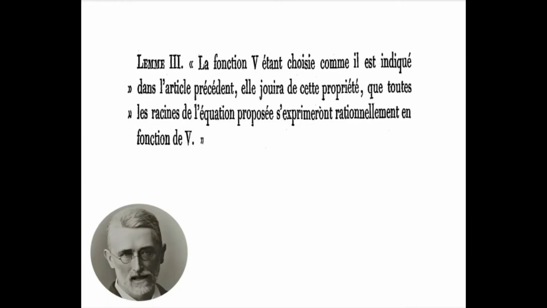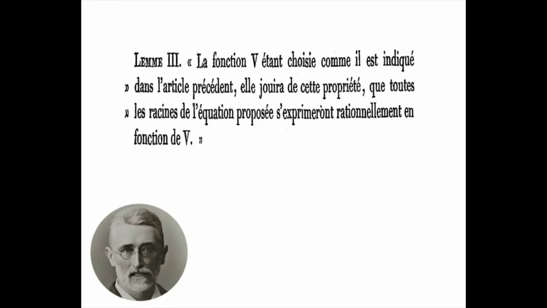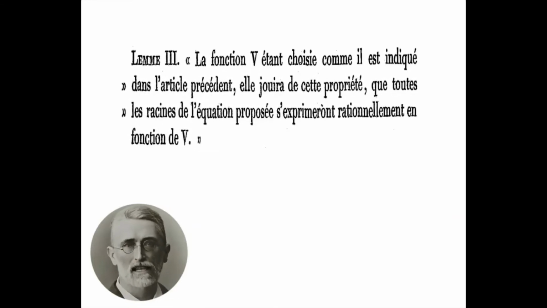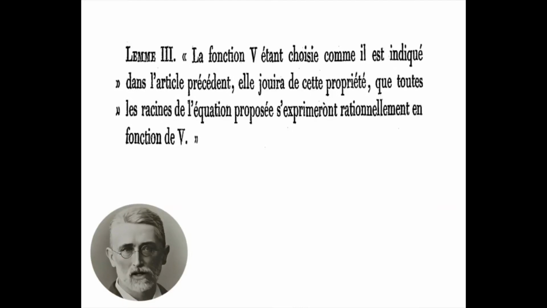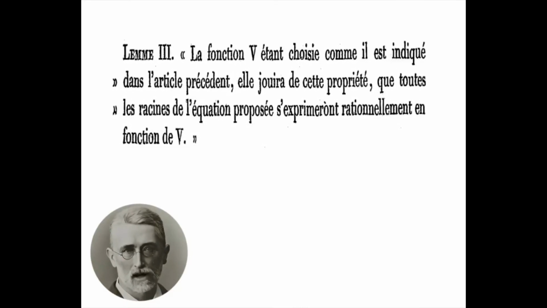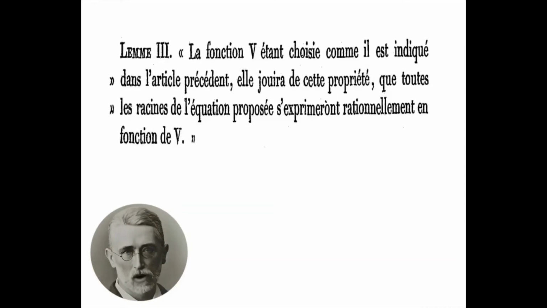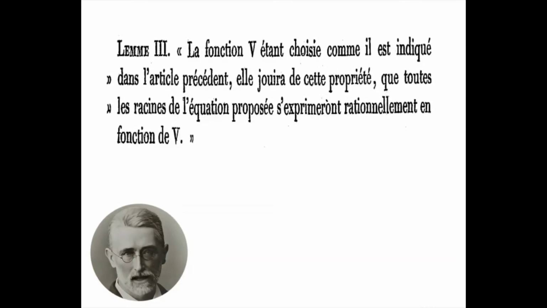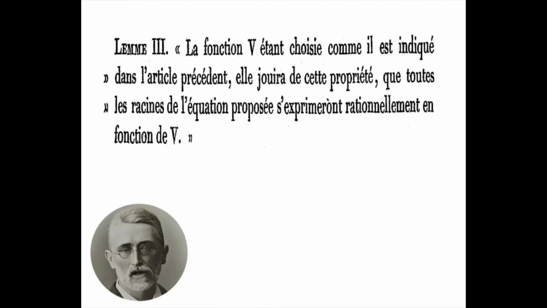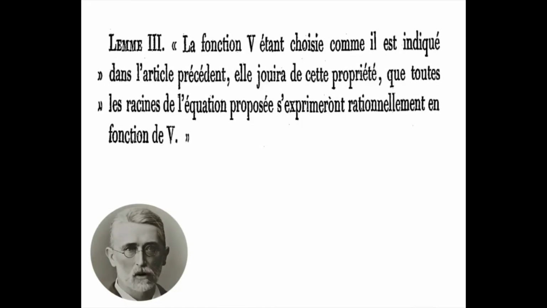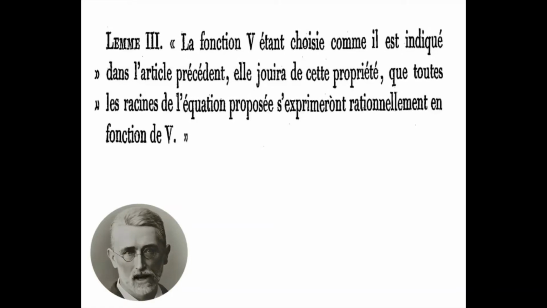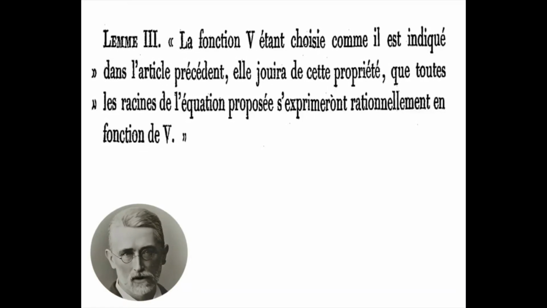Galois also writes a third lemma. Let's see it, because it follows directly from the above. Lemma 3. When the function v is chosen as indicated above, it will have the property that all the roots of the given equation can be expressed as rational functions of v. This follows from the fact that v is a primitive element. Galois gives a very different proof.